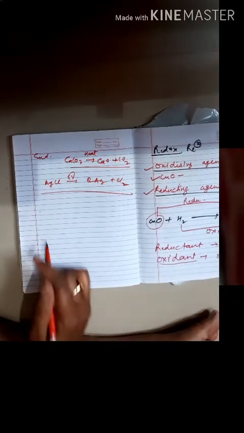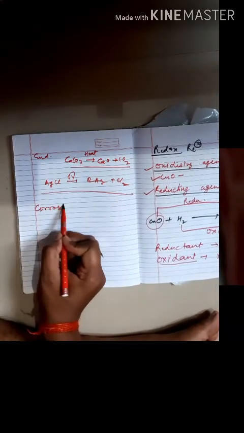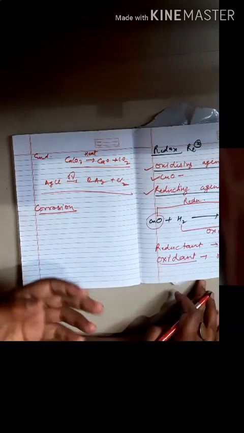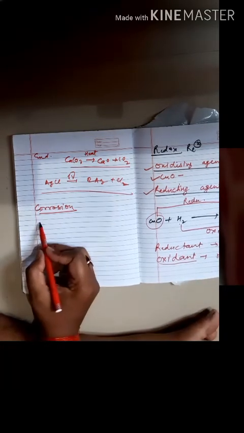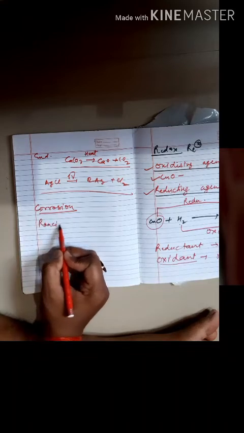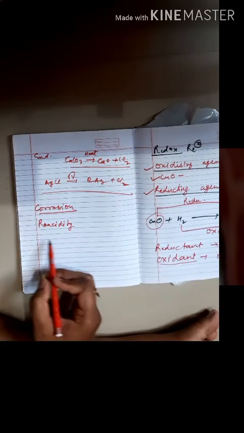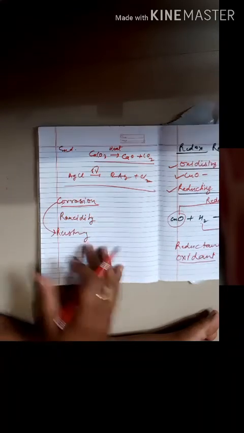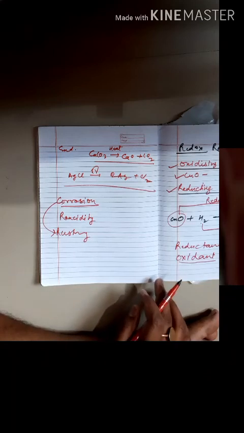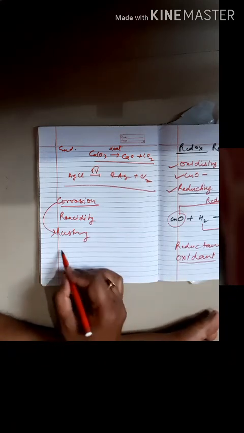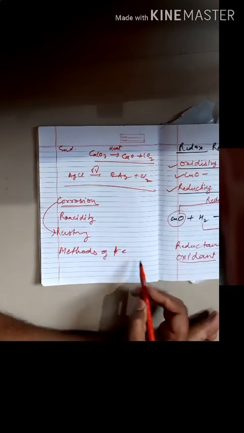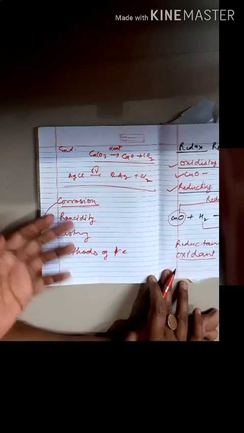So in this chapter, students, what is corrosion? Corrosion is just an example of an oxidation reaction. Atmospheric oxidation is there, and rancidity, and rusting is a part of oxidation. So the methods of preventing corrosion. And rancidity is what?